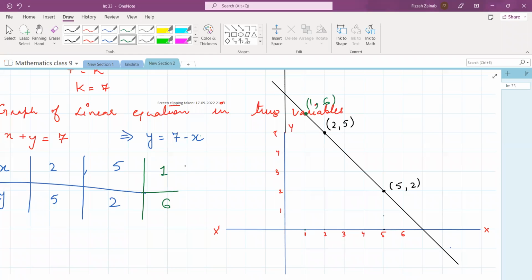Let's take another point. Let me take x is equal to 3, right? So what do I get? 7 minus 3, that is 4. So when x is 3, y is 4. So where is it coming? It is coming here. So what can you observe here? Zainab, can you observe something here?